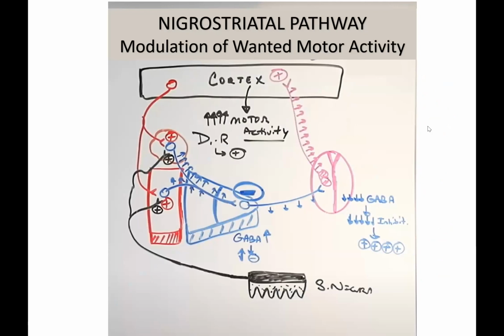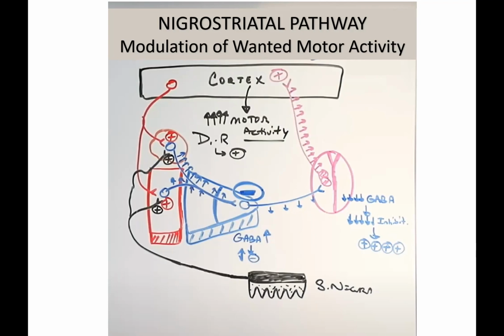Now, this pathway is called the nigrostriatal pathway. Why? It starts from the substantia nigra and goes to the striatum. The rest of it follows the direct and indirect pathways. So its connection is from the substantia nigra, it influences the striatum. If it goes to the direct pathway, it augments the motor contraction of the agonist. If it goes to the indirect pathway, it augments the inhibition of the agonistic muscles. That is how the substantia nigra works.